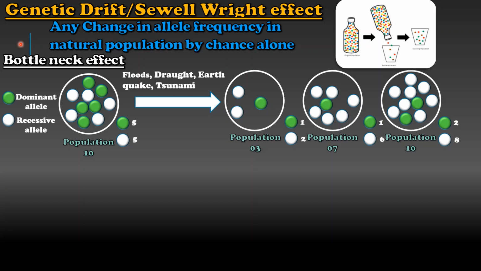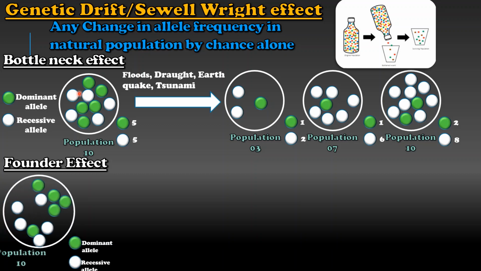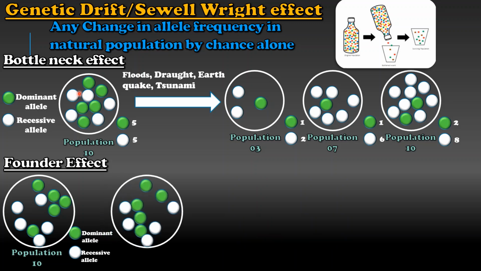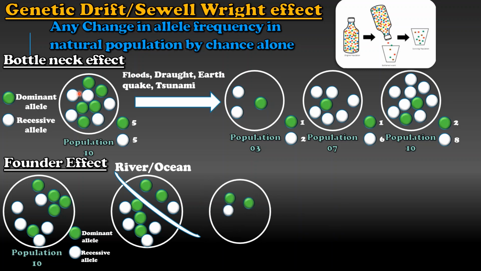Now, students, let us take one more example here. This is the founder effect. Let us take the same example. Here we have a population of 10 people with 5 green and 5 white alleles. Now suppose due to geographical barriers such as a river, ocean, or any other aspect, the two populations are separated. Here, 3 individuals are separated from the original population.